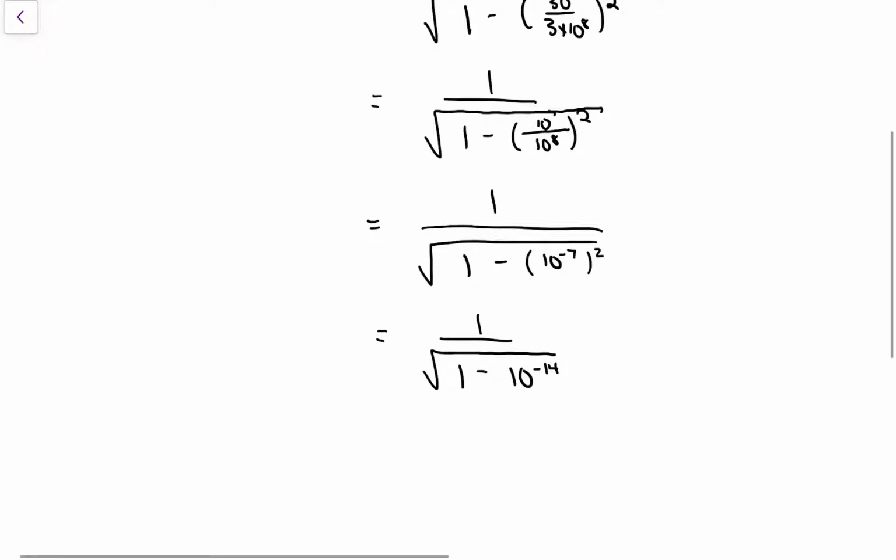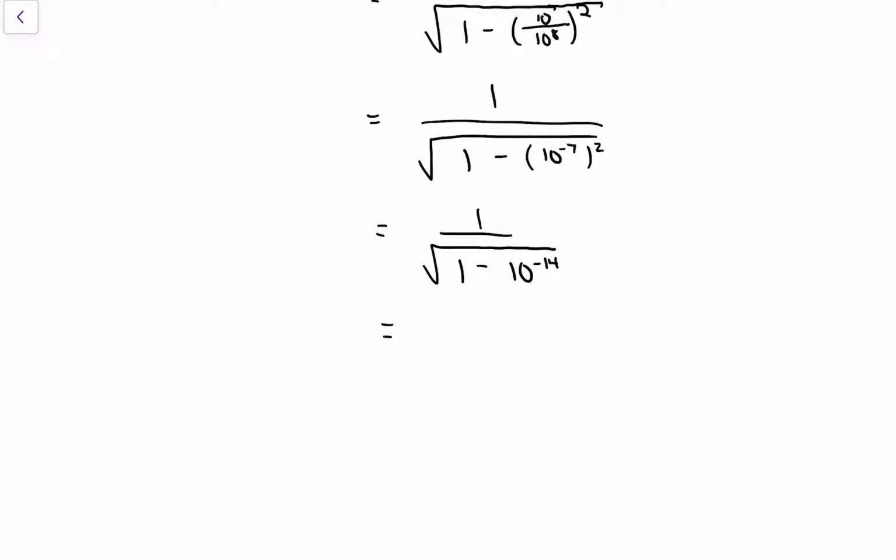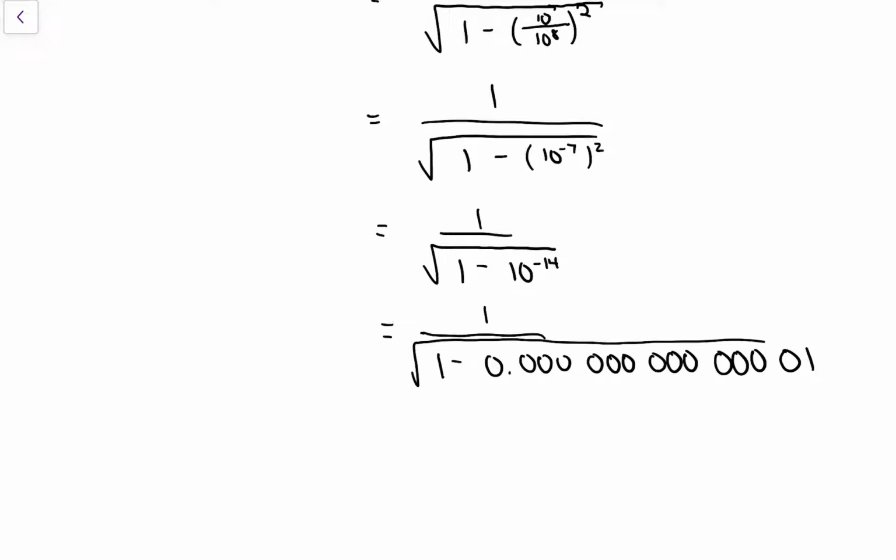Now, believe it or not, I can still do a bit of work in my head. This is 0. Let me make sure I do this right. I think I have to write 1, 2, 3. If I wrote 3 zeros, that would be 10 to the negative 4. So I need to write 13 zeros to get 10 to the negative 14. 1, 2, 3, 4, 5, 6, 7, 8, 9, 10, 11, 12, 13, and then the 1. All of that is under a square root sign.